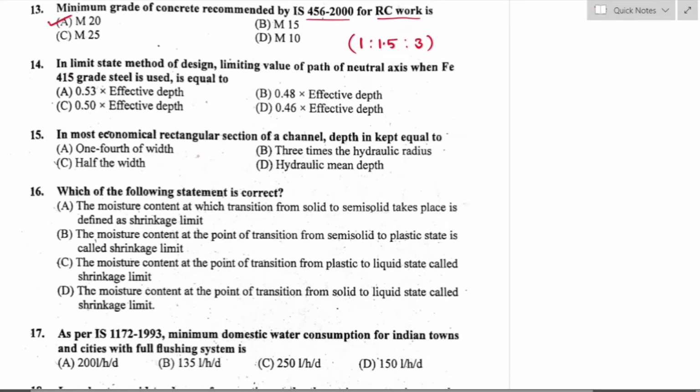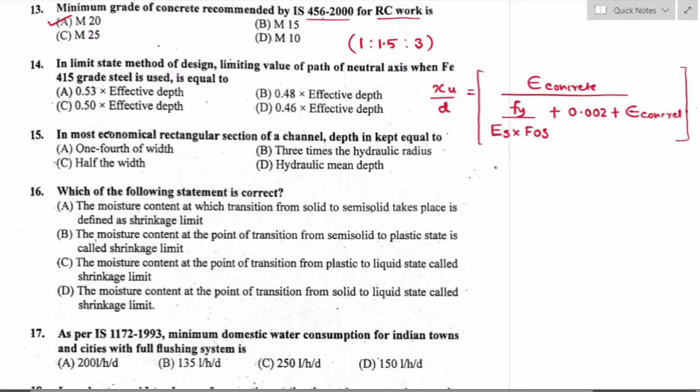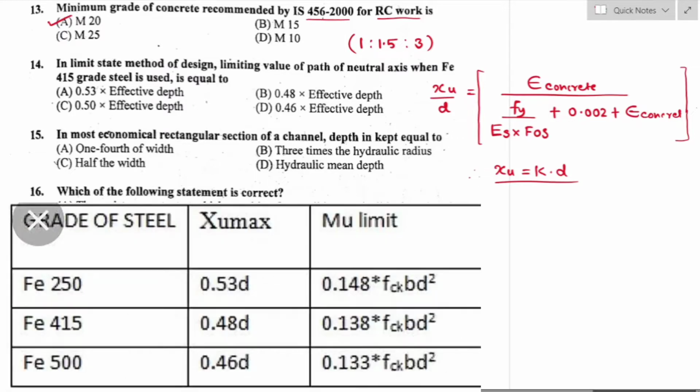Question number 14. In limit state method of design, limiting value of the depth of neutral axis when Fe415 grade steel is used is equal to. As per IS 456-2000 codal provisions, the ratio of limiting depth of neutral axis to the effective depth of the beam is calculated by the formula Xu = K times effective depth of the beam, where K represents the limiting value. In the following figure, you can observe the limiting value for different grades of steel. So, for Fe415 grade steel, the limiting value is 0.48 times the effective depth. Option B is the right answer.